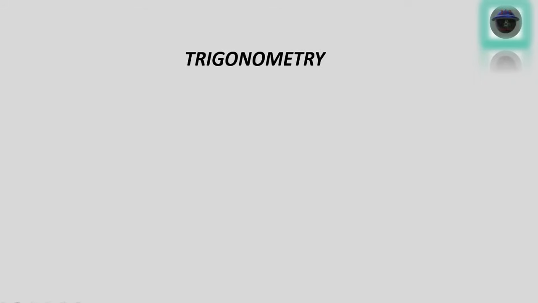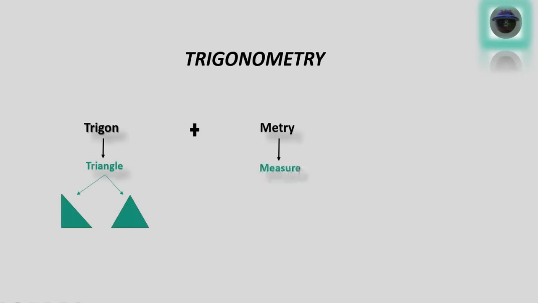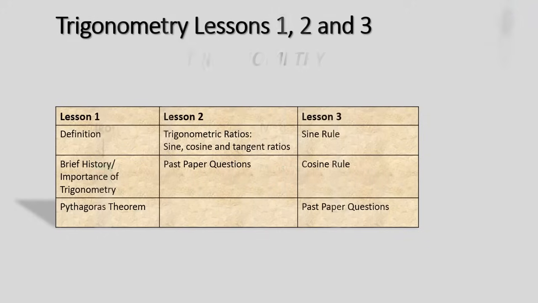Trigonometry, a word derived from two Greek words. First part, trigon, second part, metry. Trigon means triangle, and metry really means measure. So we're talking about the measurement of triangles in terms of their angles and their sides.